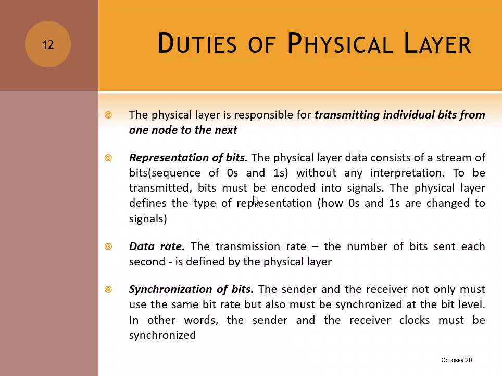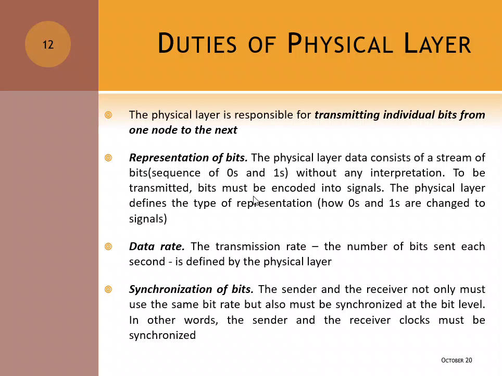First, representation of bits. The physical layer data consists of a stream of bits, a sequence of zeros and ones without any interpretation. To be transmitted, bits must be encoded into signals. The physical layer defines the type of representation, how zeros and ones are changed to signals.